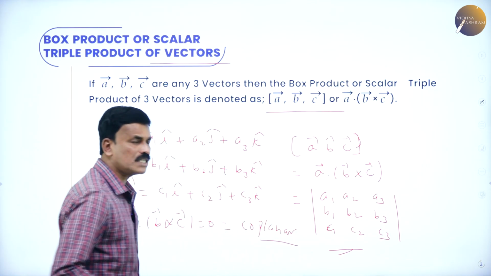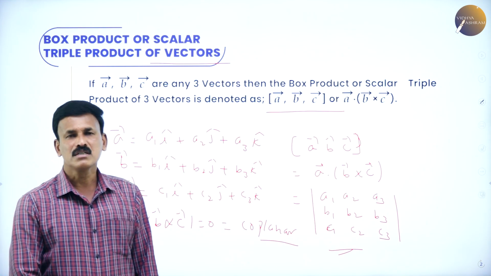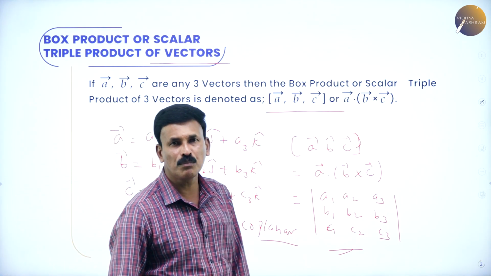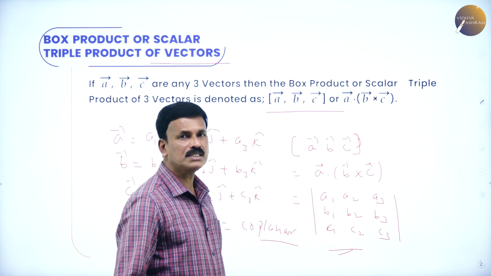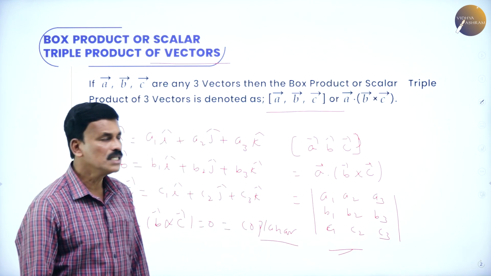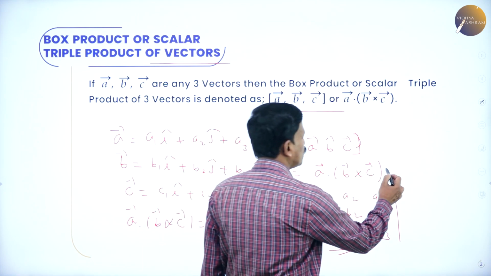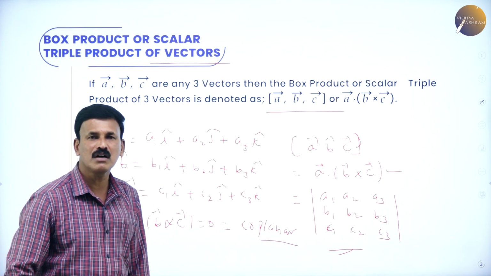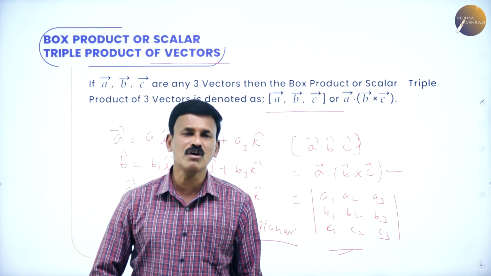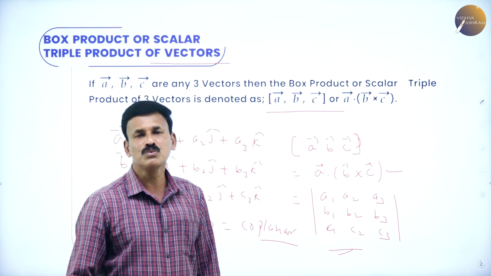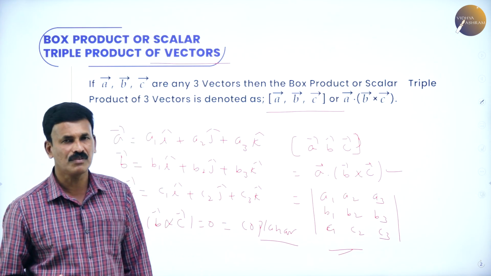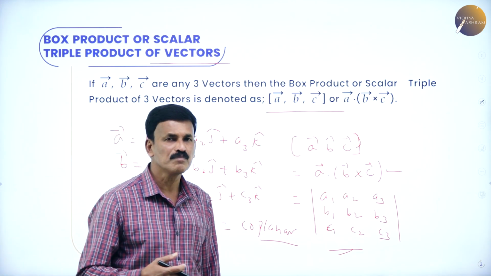And the geometrical meaning of this is the volume of a parallelepiped. The volume of a parallelepiped whose coterminous edges are A, B, C is given by A dot B cross C. The box product of A, B, C, or A dot B cross C, will give the volume of a parallelepiped whose coterminous edges are vector A, vector B and vector C. This is a very important concept.